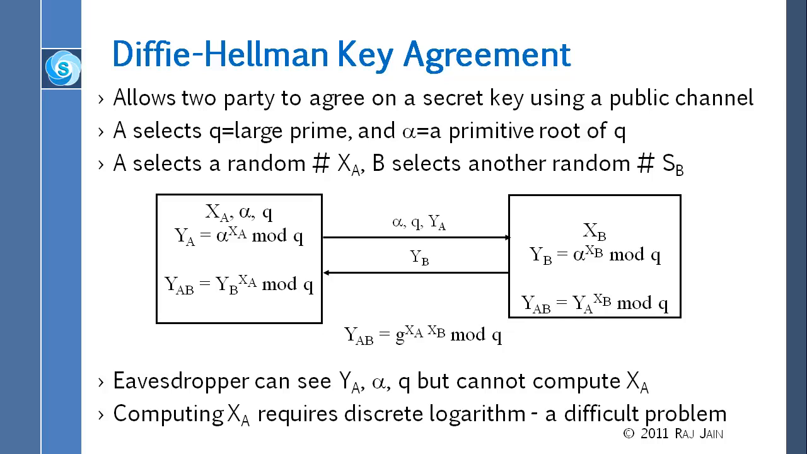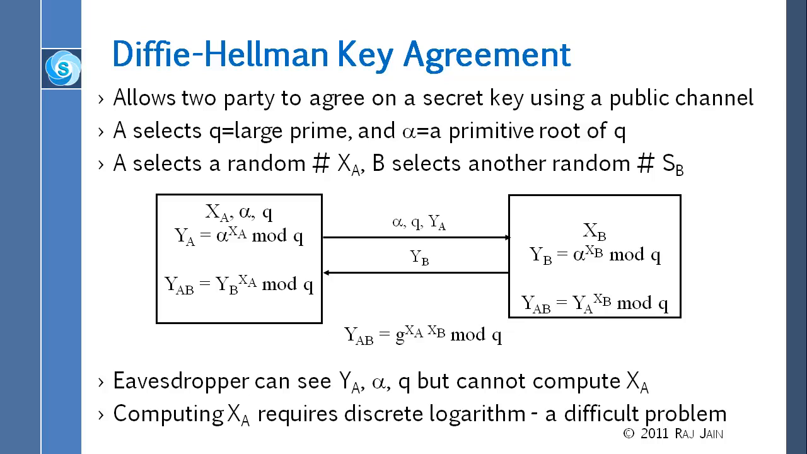So everybody can see these numbers in the middle, but what A does is it raises YB to the power XA. Everybody else doesn't know XA, so they cannot do this calculation. But A knows it, so it raises to the power XA and gets the number YAB. And B does the same thing. It takes the number YA and raises it to the power XB. Nobody else knows XB, so they cannot do it, but B can, and gets YAB. Now both of them know YAB, but nobody else does. So YAB is the secret key.